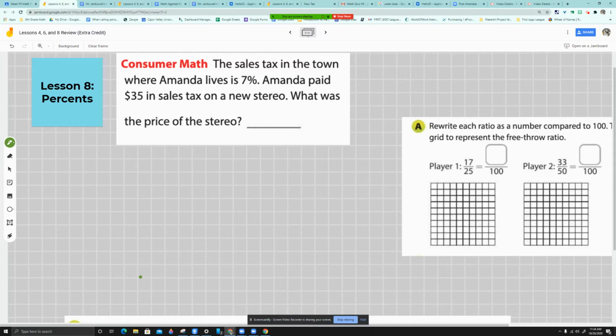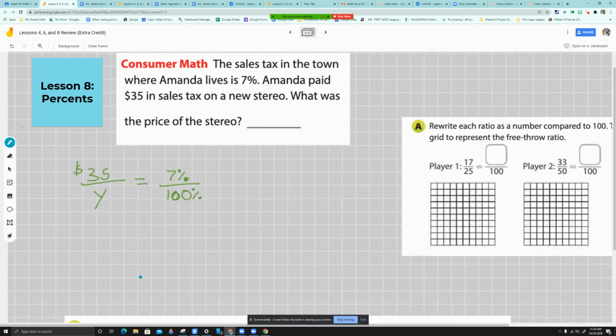Now, there's a few things we could do to figure this out, but the best way I like to do this is with the butterfly method. So hopefully you guys remember the butterfly method. So we're going to start off with $35. This is how much she paid, and that is the amount she paid in sales tax. So sales tax is 7%. That's out of 100% of the price of whatever she's buying. So she paid $35. What is the cost of the stereo? We'll call that Y. So let me talk about how we set this up again really fast.